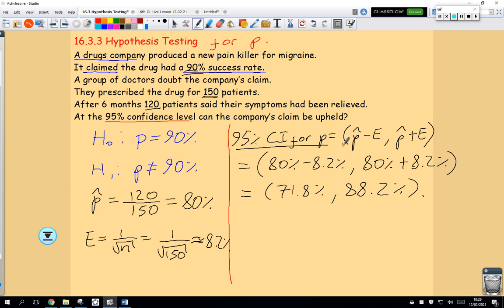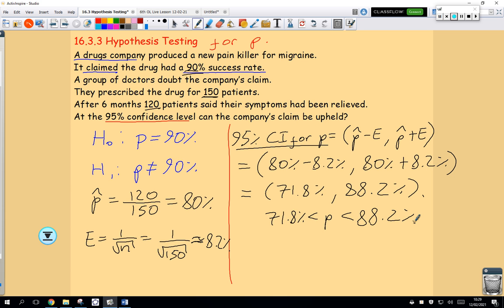So, what do we think? We think that P lies somewhere in between these two things. We can write it in interval notation. I could write it like this. I could say that we think the true population proportion is between 71.8% and 88.2%. So you can use an inequality as well.